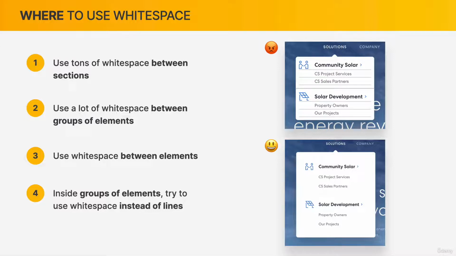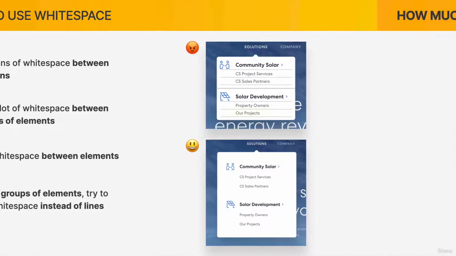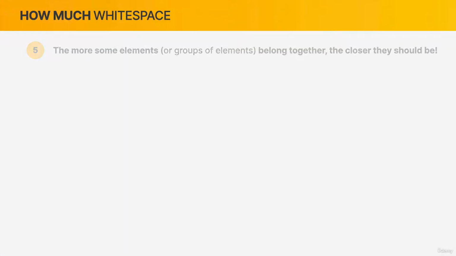Okay, so now you know where you should actually use whitespace, but how much should you use? Well, let's find out with some more guidelines here. Basically, elements that belong together should be closer together in our interface, so have less spacing between them, because that will distinguish them from other surrounding elements or groups of elements. And what I just described actually has an official name, which is the law of proximity.